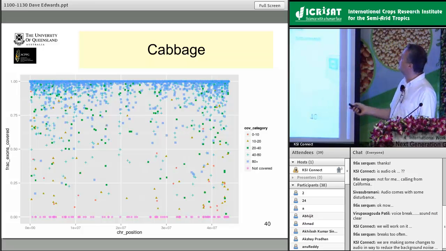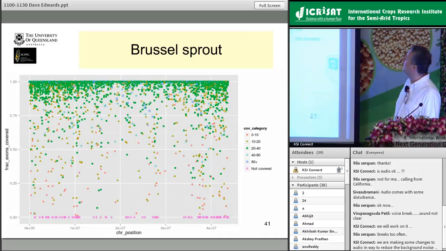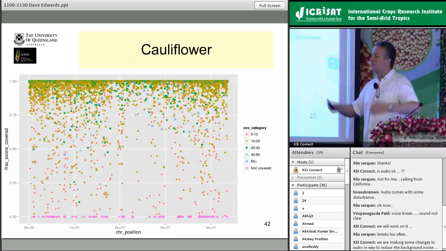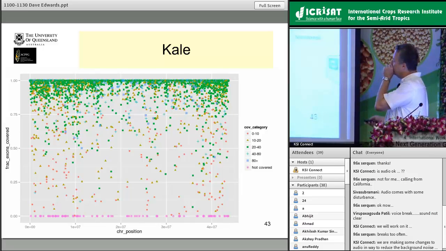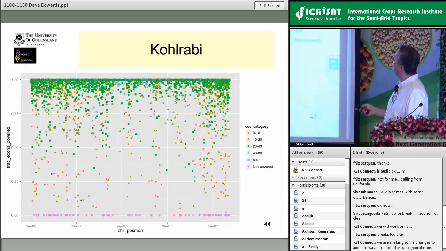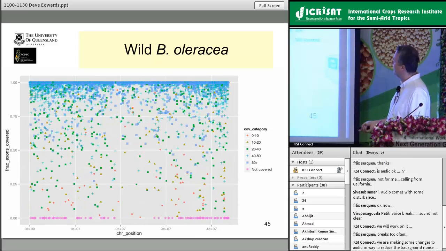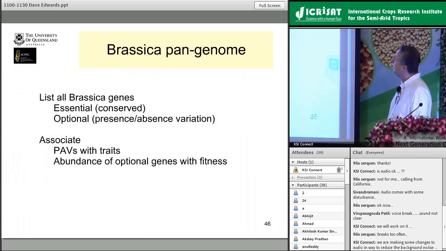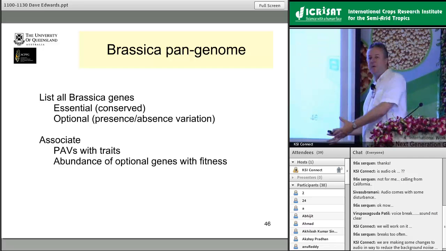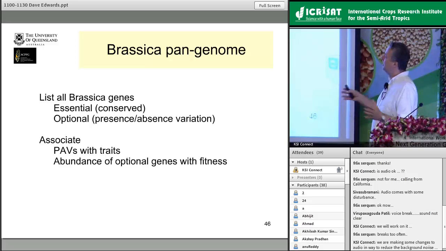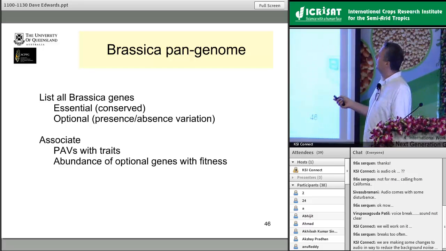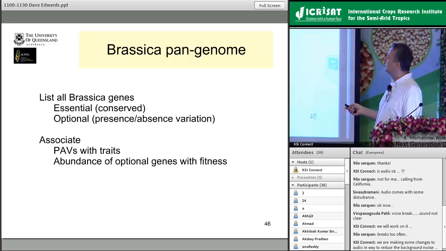What we can see, these are conserved genes up here, and these are lost genes down here. We can do it for a whole range of different brassicas, sprouts, cauliflowers. Brassicas are wonderful. They've got very similar genome structure, very diverse morphology. Kohlrabi, it's a wild Brassica relative. There are a lot more genes lost in here. What we're doing with this is listing all the Brassica genes, identifying the new Brassica genes from new assemblies, putting them all together and categorizing them. We say these genes are essential, these are always conserved, these genes are optional, these genes show presence absence variation.